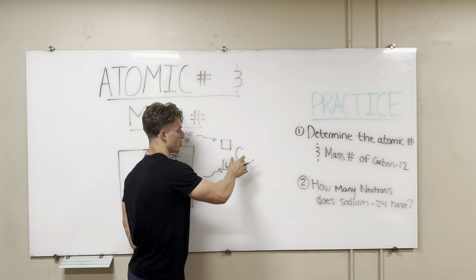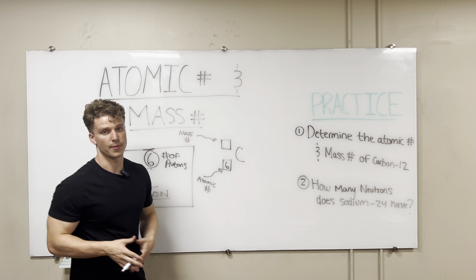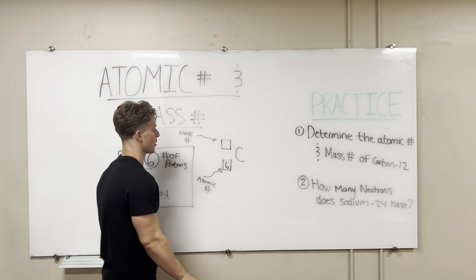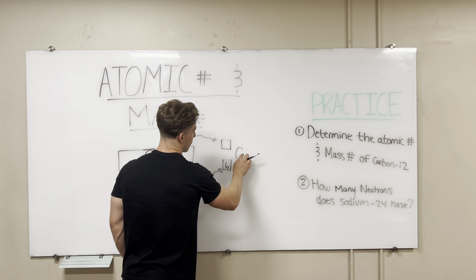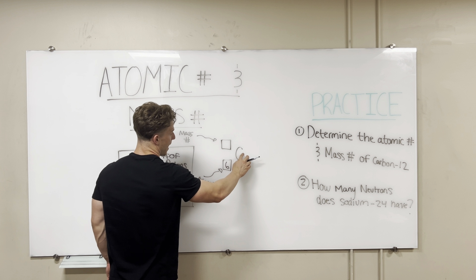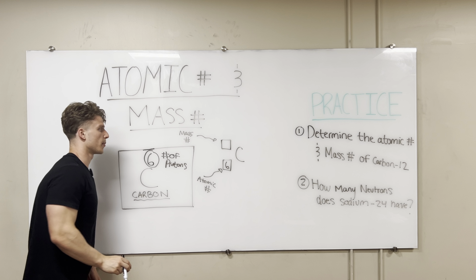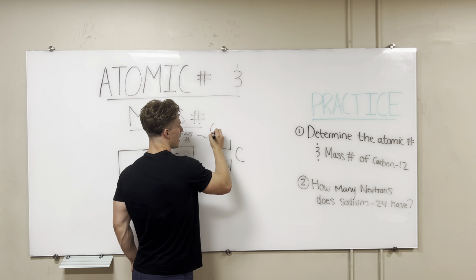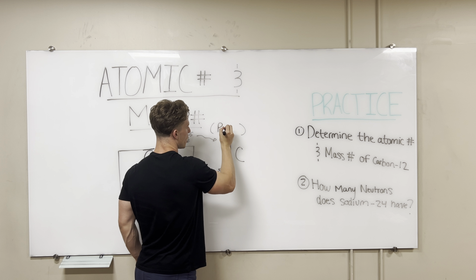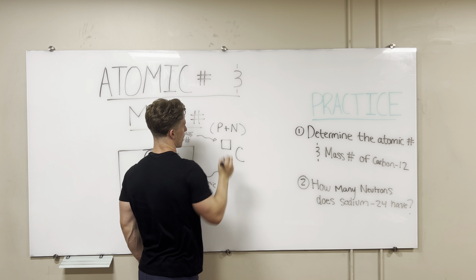You'll see a C for carbon, or the element symbol for whatever element on the periodic table you're talking about. So for carbon, we're going to label it C. In the bottom left, we're going to have the atomic number. In the top left, you're going to write the mass number. Now the mass number is your total number of protons plus neutrons.